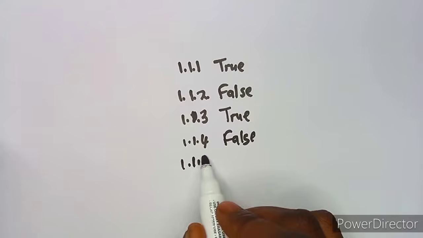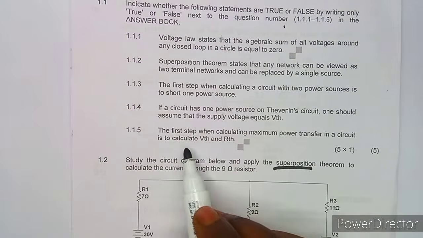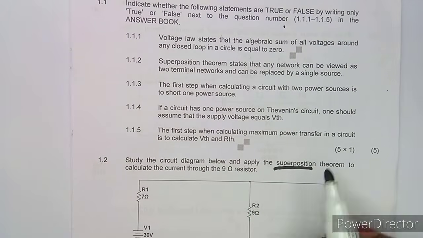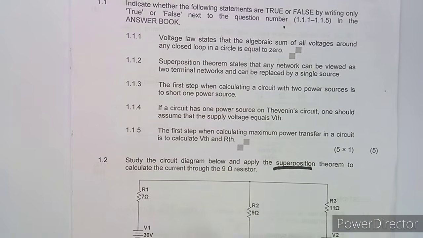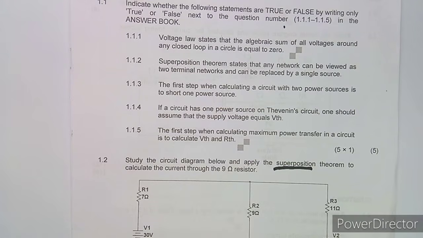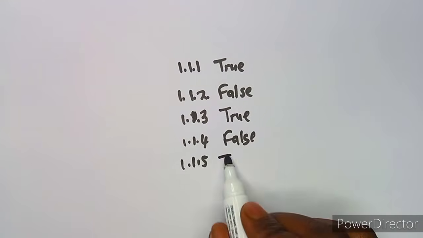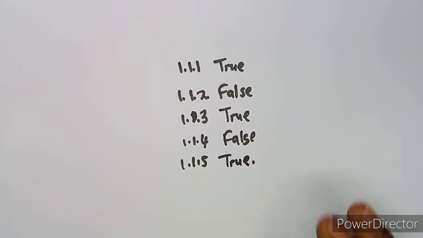And on 1.5, the first step when calculating maximum power transfer in a circuit is to calculate VThev and RThev. That is actually true. Remember guys, when you are having a circuit, you have to calculate VThev and RThev, the ones that you're going to use now to find the power. So this one is actually true. All right, so I think this part, guys, was just clear and straightforward.